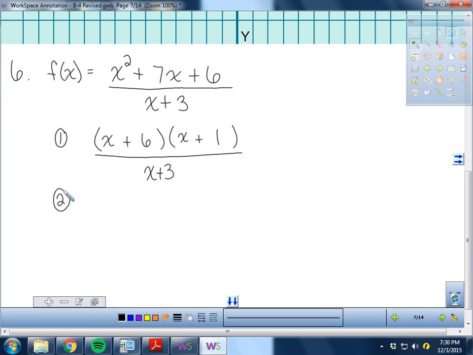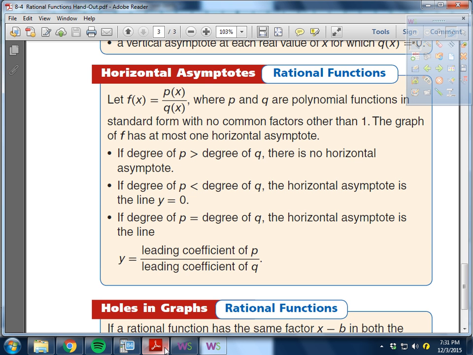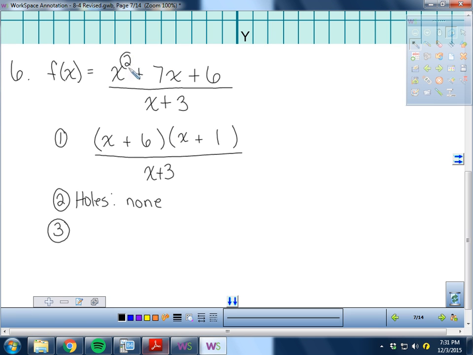Step number 2 is all about my holes. All right, I have holes if I have matching factors. So do I have a matching factor between top and bottom? No. So I have no holes. All right, step 3 is that I'm going to look and see if I can figure out what my horizontal asymptote is. Well, if I look at my rules here, it says if the top degree is bigger than the bottom degree, then we don't have any horizontal asymptotes. So let's take a look here. Top degree is 2, bottom degree is 1. When the top degree is bigger than the bottom degree, we don't have any horizontal asymptotes. So horizontal asymptotes, we have none.